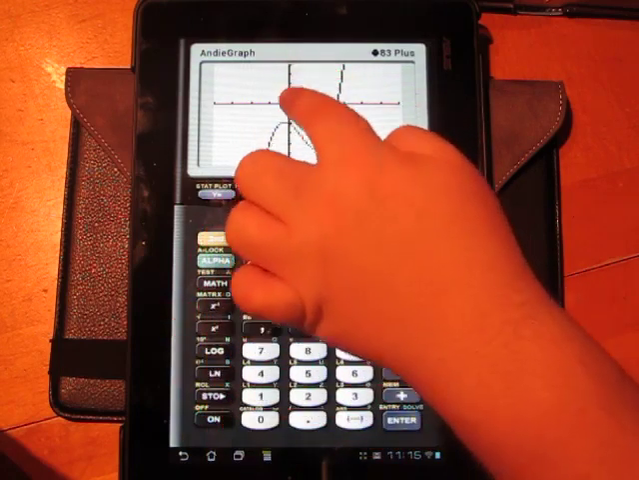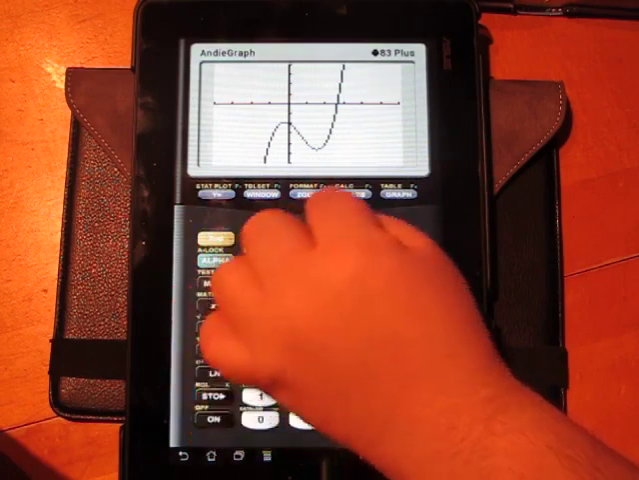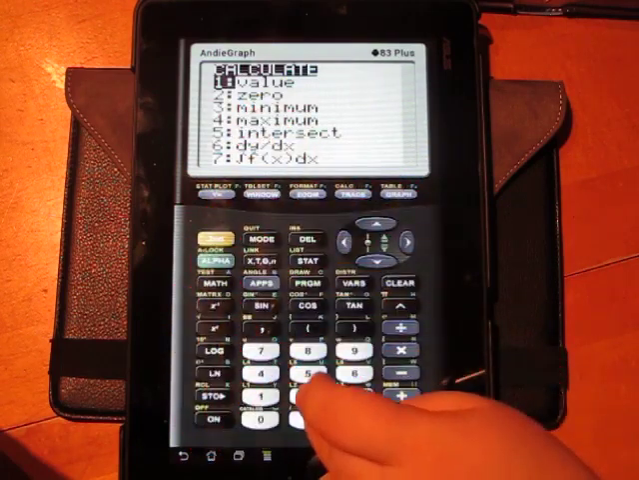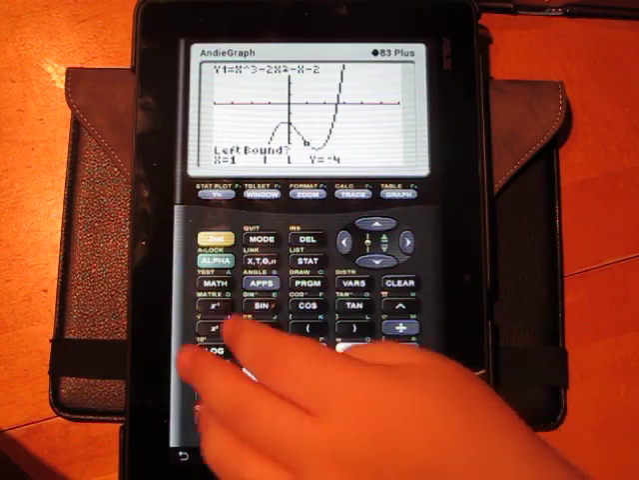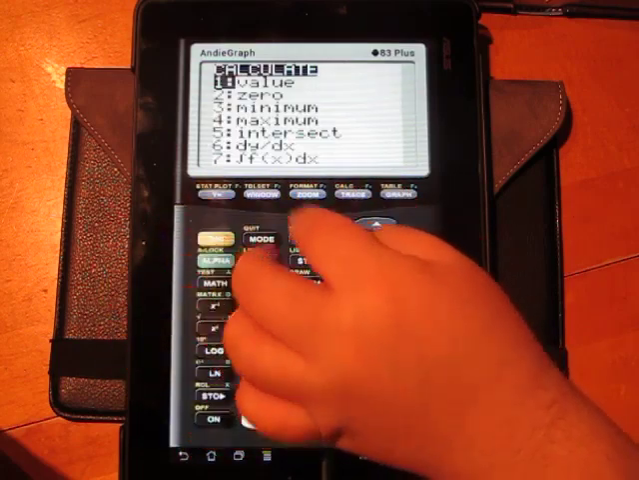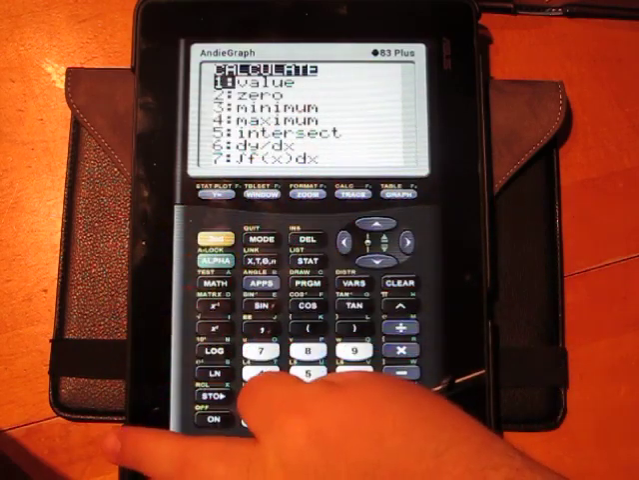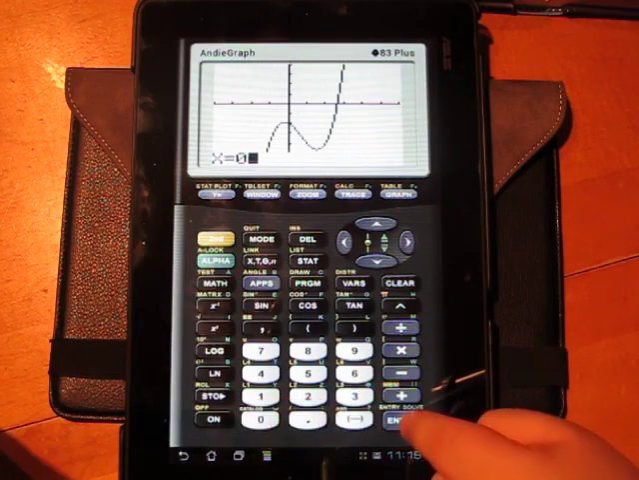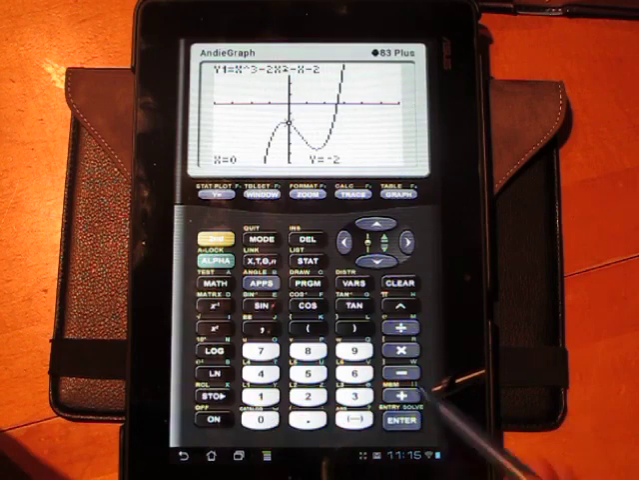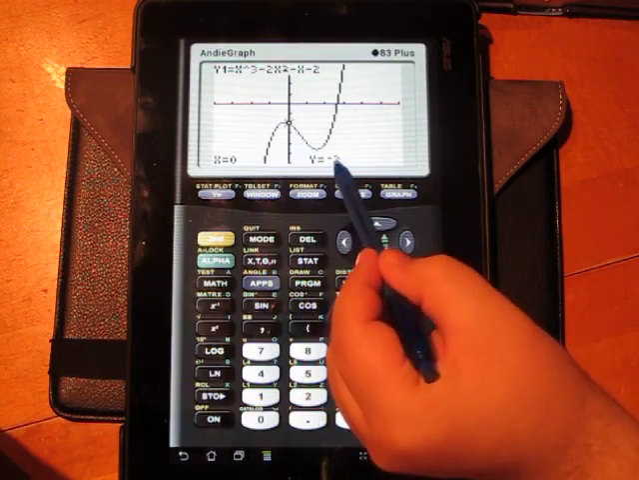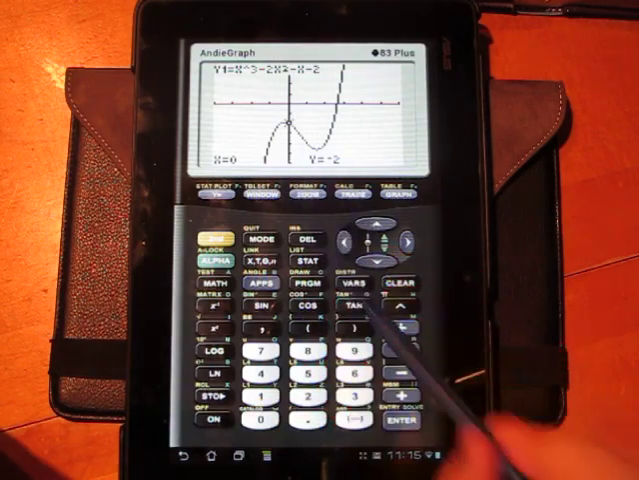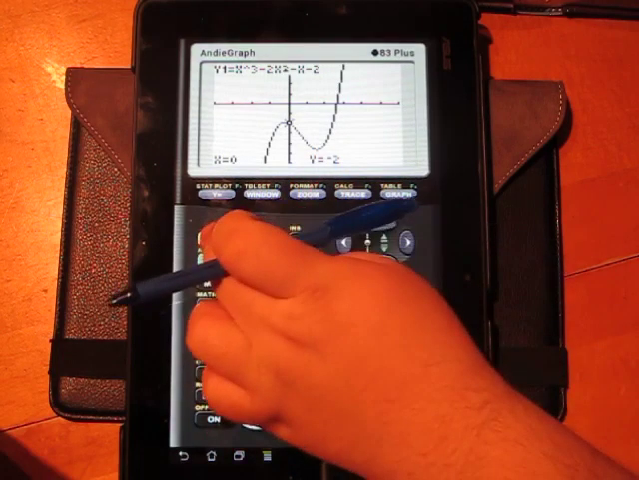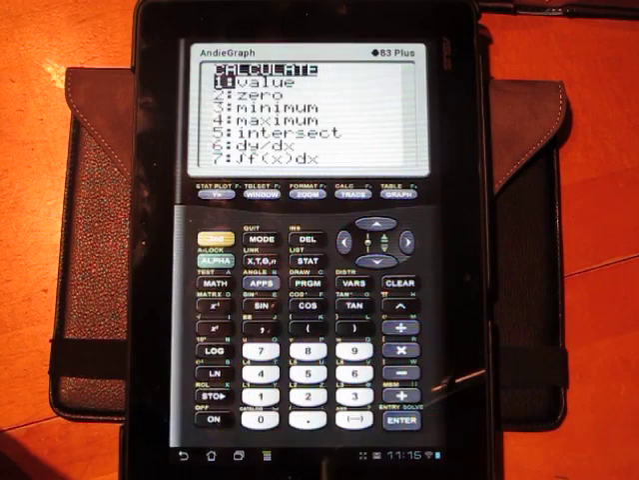When you find the y-intercept, your x is 0. So if I go to second function calculate, then go to 2 for... Oh, sorry, that's the wrong one. Second function calculate value. So I want to know what the value of y is when x equals 0. Now it tells me my y-intercept is -2. So I can calculate my y-intercept, I can calculate my minimum and maximum, I can calculate my values.